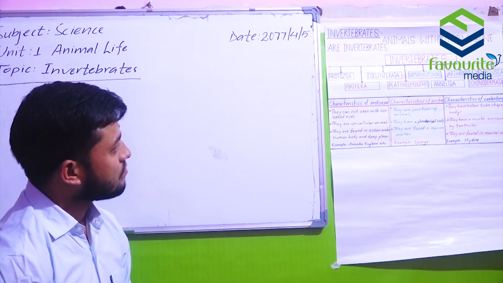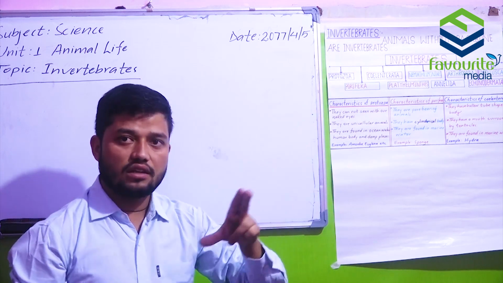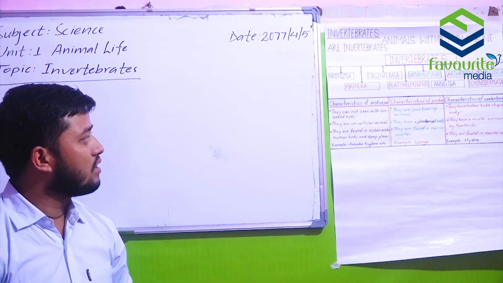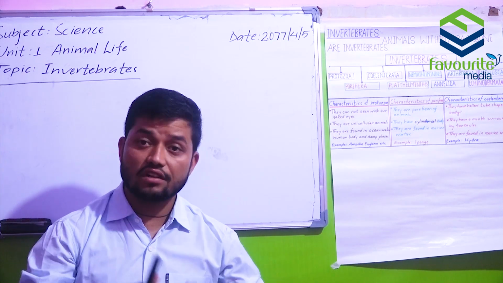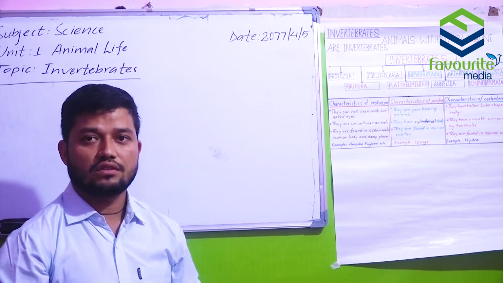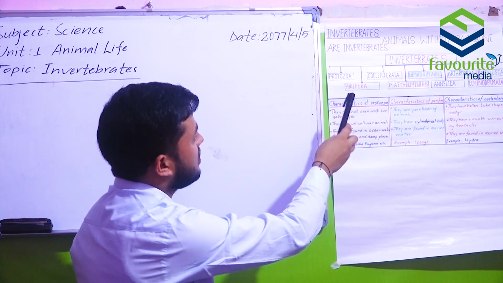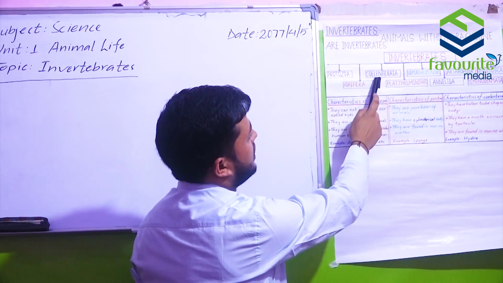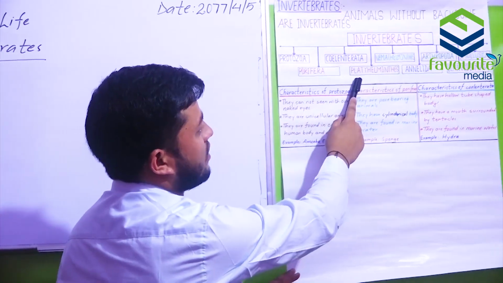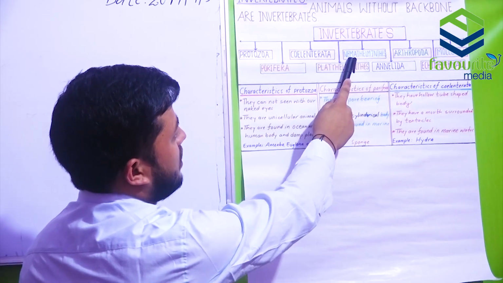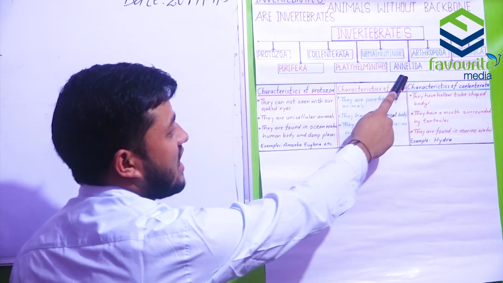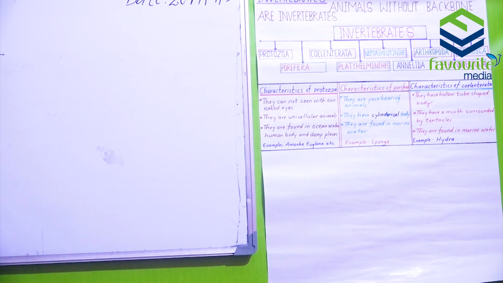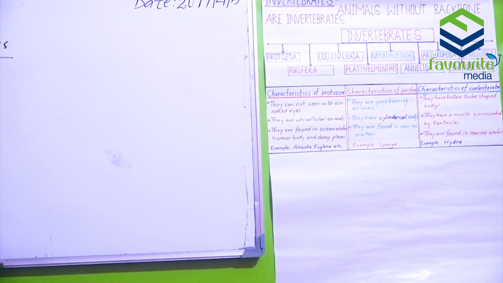In our surroundings there are many invertebrate animals. These invertebrate animals are further classified into 9 groups. You can look at the chart here. The first one is Protozoa, second is Porifera, third is Coelenterata, fourth is Platyhelminthes, fifth is Nemathelminthes, then Annelida, Arthropoda, Echinodermata, and Mollusca. These are the different groups of invertebrates.